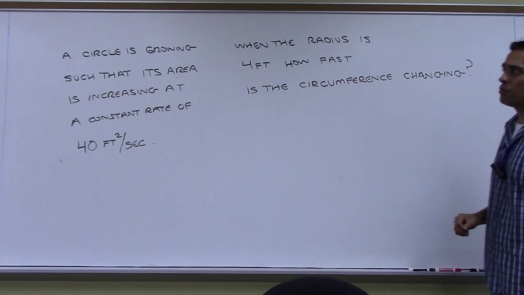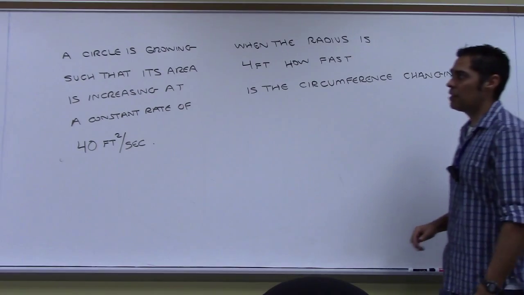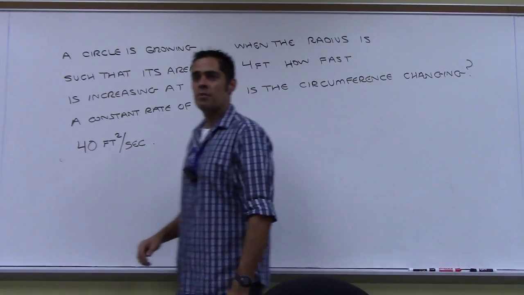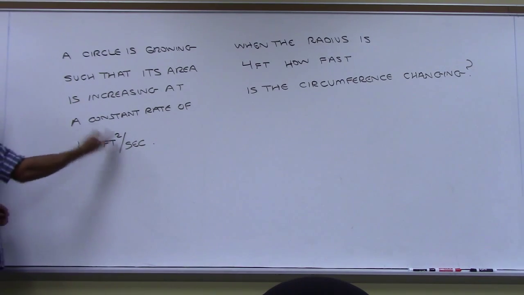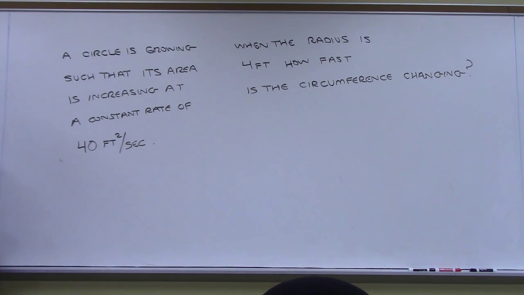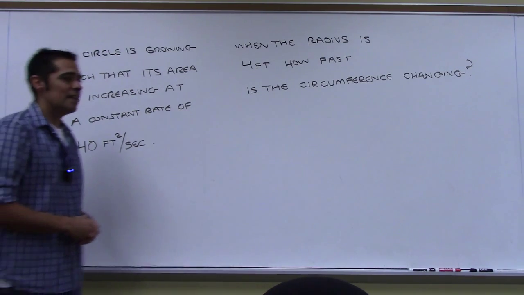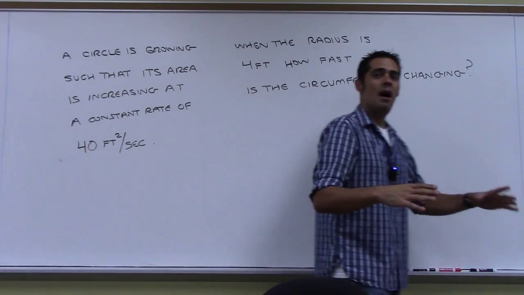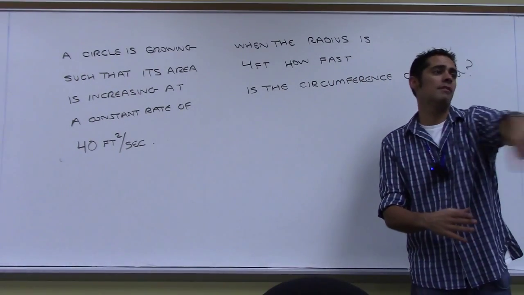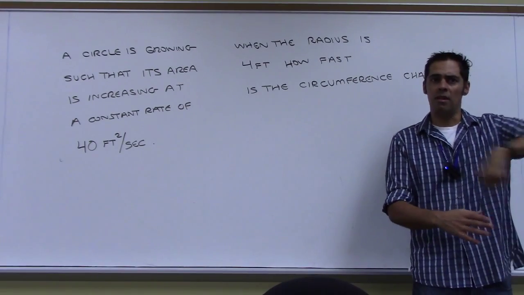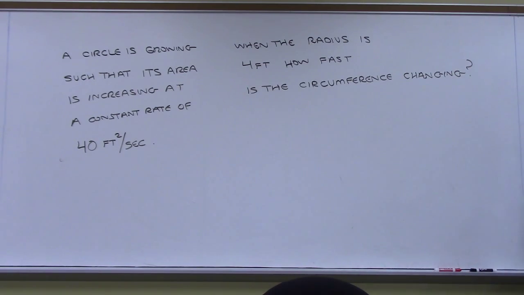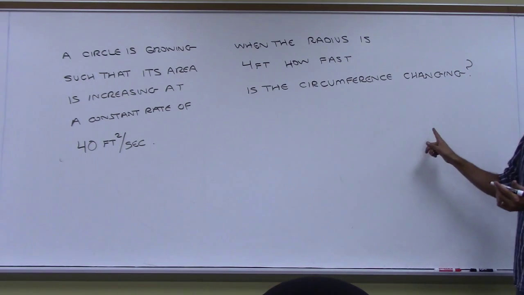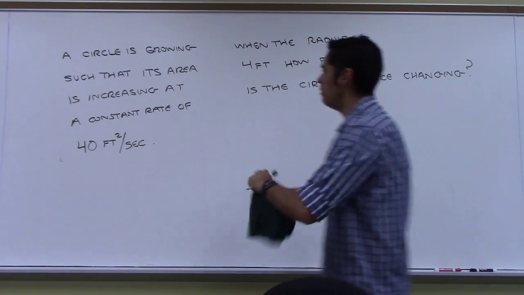This particular circle is growing so that its area is increasing at a constant rate. So the area keeps going up by the same amount in every increment of time: exactly 40 square feet per second. That's pretty fast. Every second, the area of the circle is increasing by 40 square feet. Exactly when the radius is 4 feet, I want to know how fast the circumference of the circle is changing, which is a totally different quantity. But all the setup is still the same. Questions? Everyone's got the problem down?